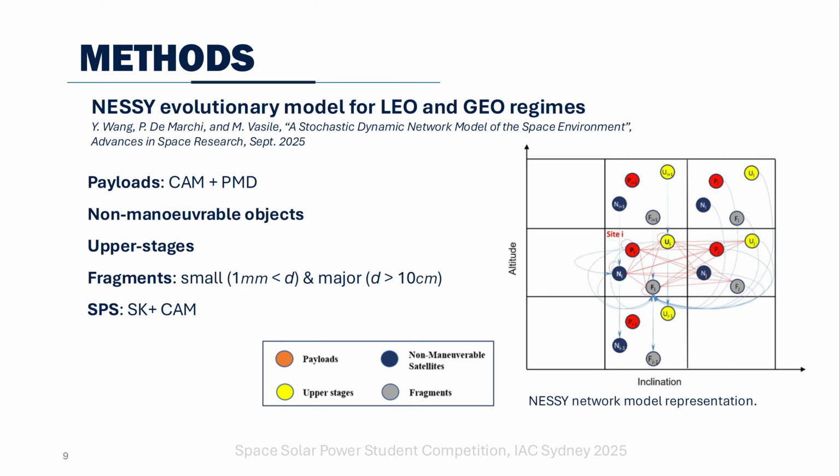At the moment, we can consider fragments bigger than 10 centimeter, but also between 1 millimeter and 10 centimeter. But in this case, for very small fragments, we consider fragment densities instead of single objects treatment.